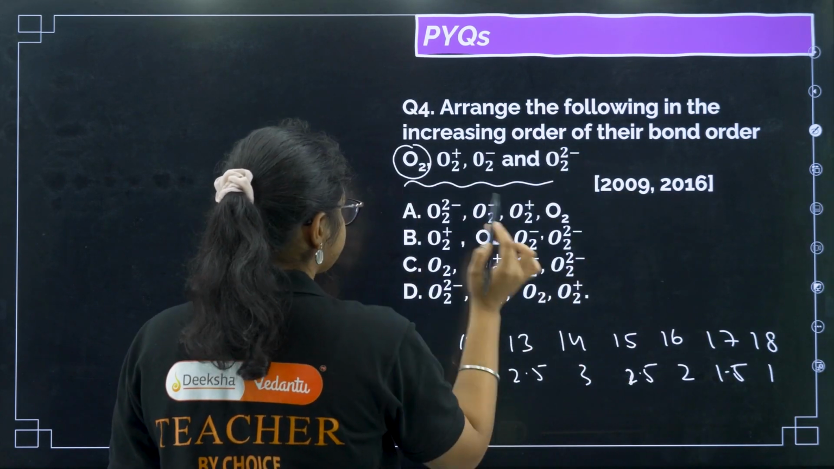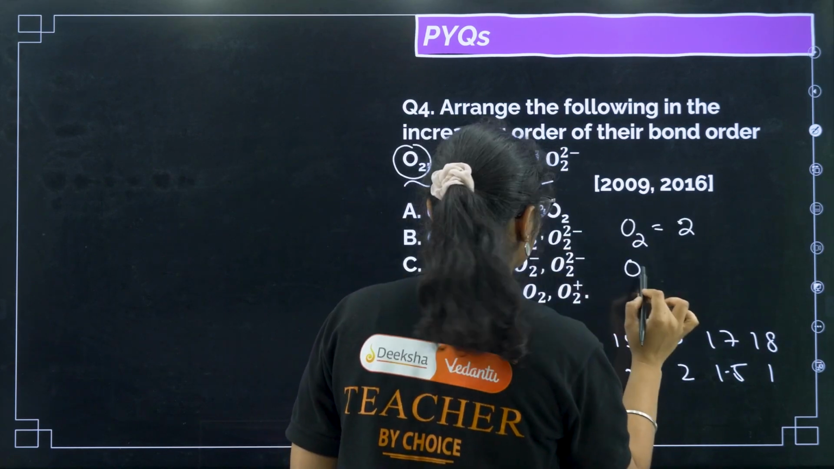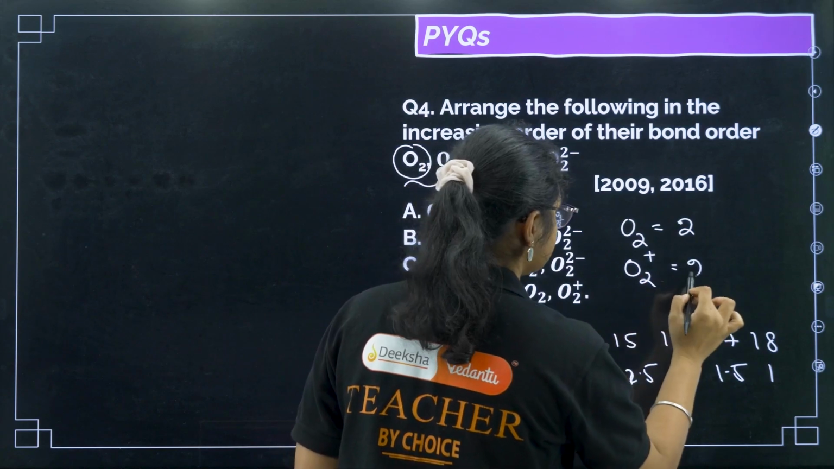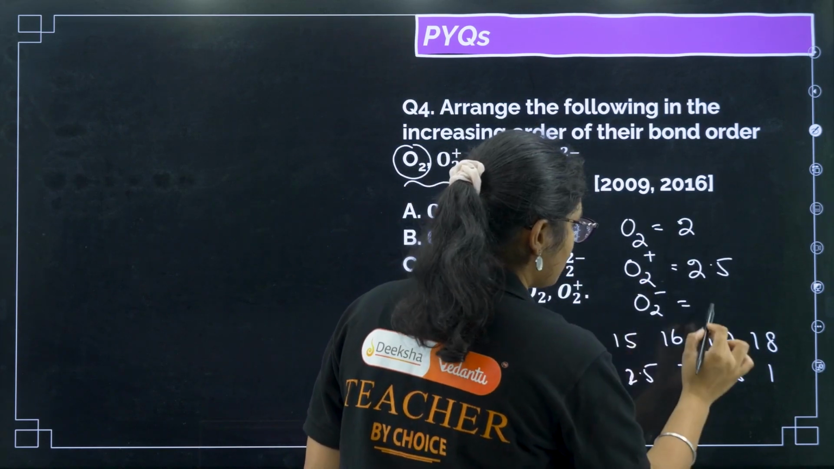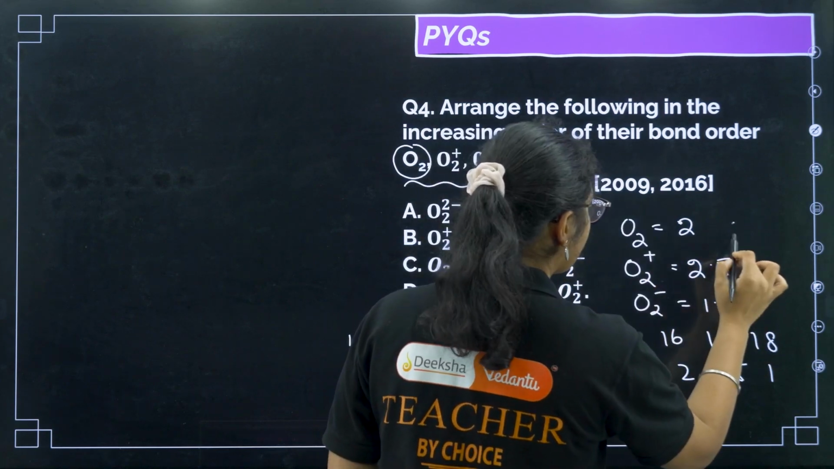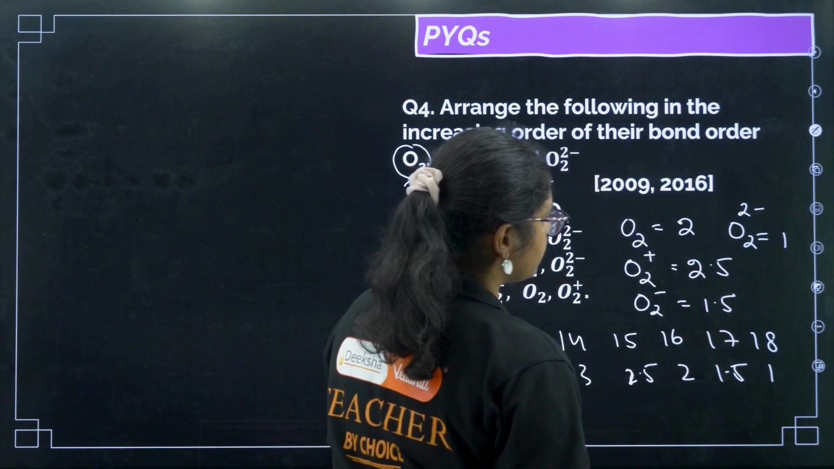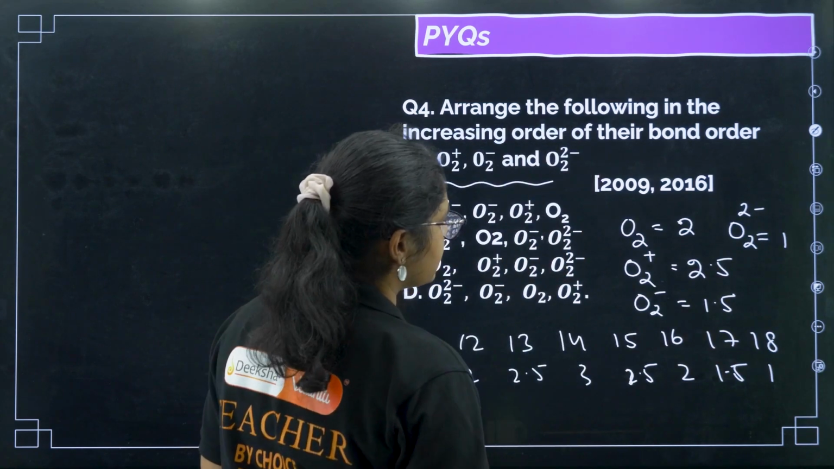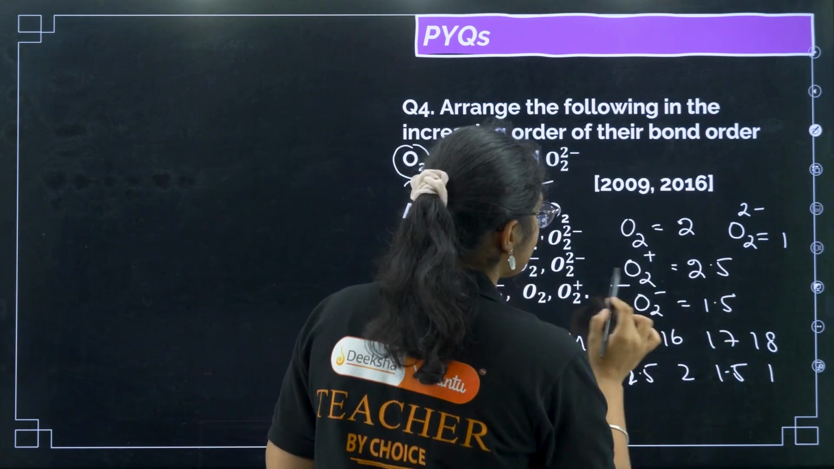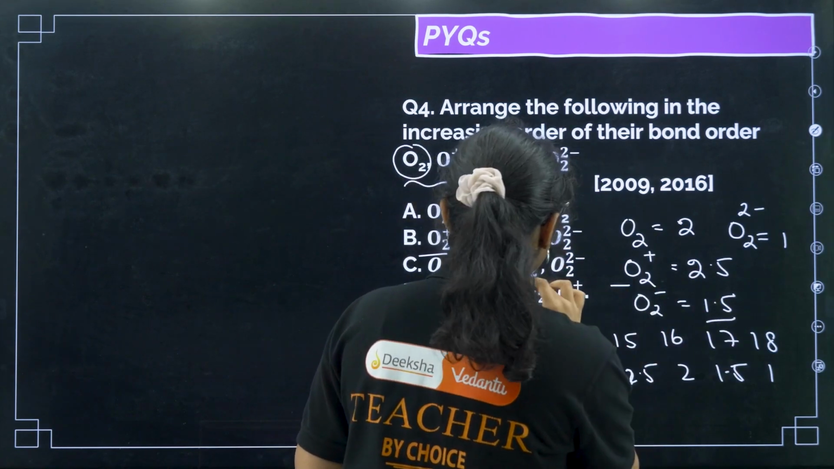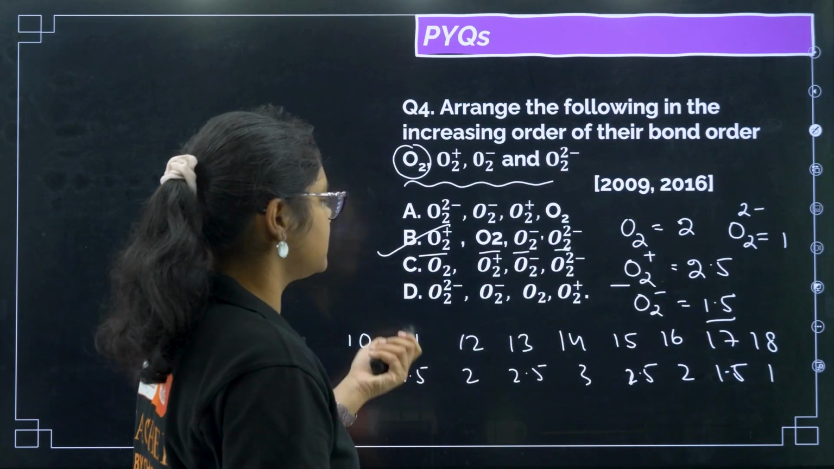Now we have O2. O2 is how much? 16, right? So its bond order is 2. O2 plus, that is 15, it is 2.5. Then we have O2 minus, that is 1.5, and then we have O2 2 minus, that is 18, that is 1. So now the order of bond order is O2 plus 2.5, then O2, then O2 minus, and then O2 2 minus. So option number B will be the correct answer here.